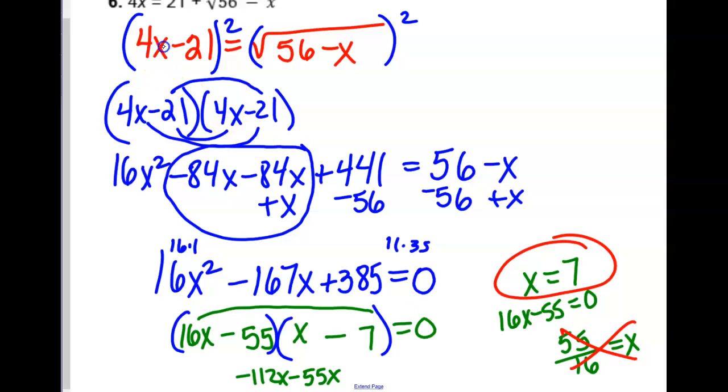By the way, if I put it back in here, if I put 55 over 16 in there, I'd have 55 fourths minus 21 on that side. And over here, I'd have the square root of something. I tried it. What happens is this side comes out negative, and this side is positive. That's why it doesn't work.